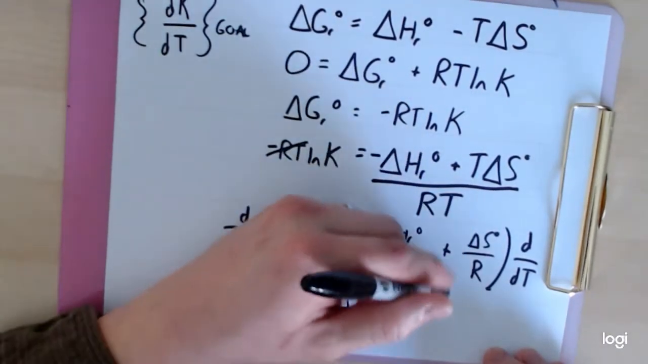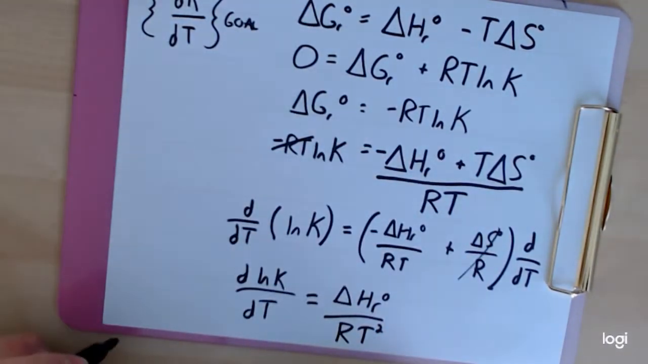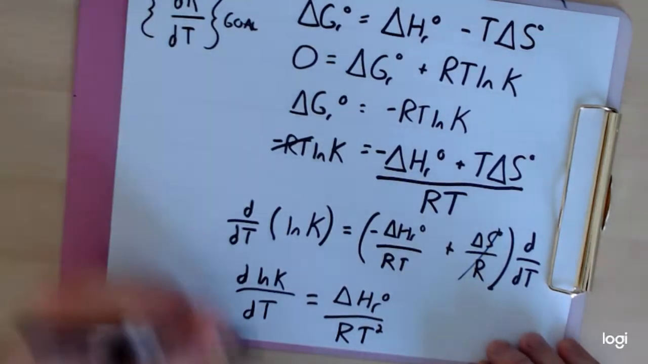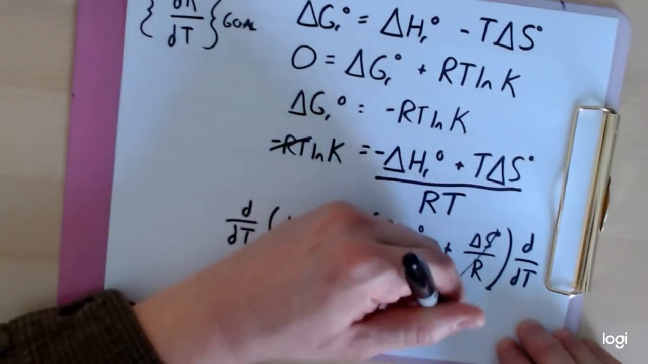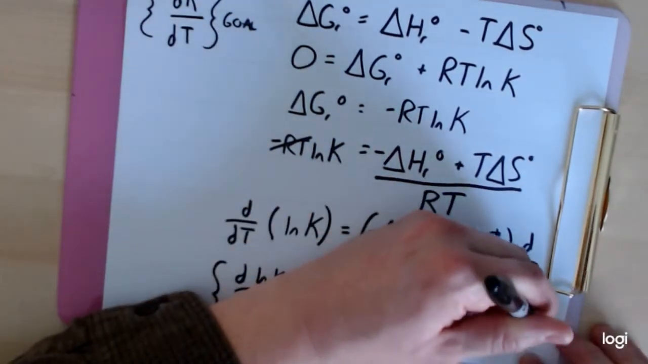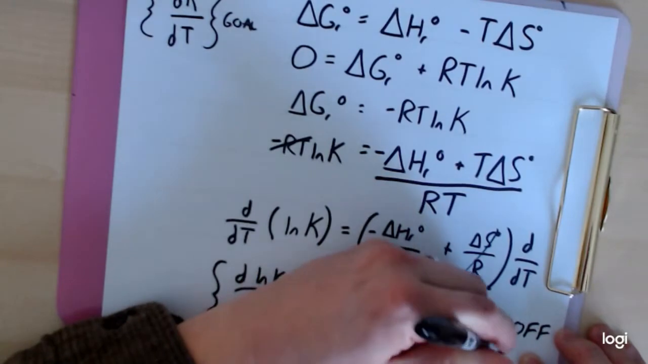And then this is a constant. Delta S over R doesn't have any T in it, so its change with respect to T is 0, so we can just cancel that out. And so now we have an expression, d log k over dT, which looks a lot like what our goal was. Let's just say this is close enough.